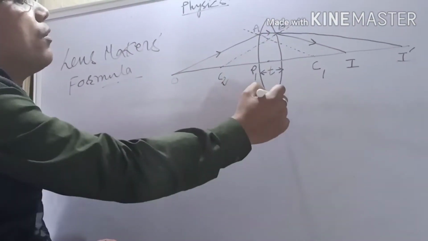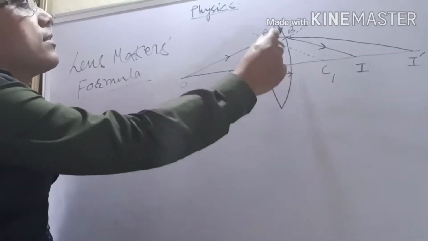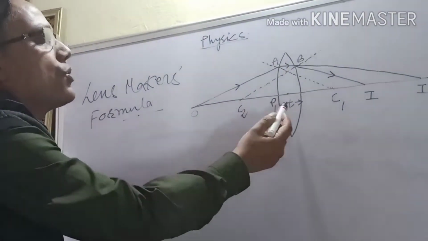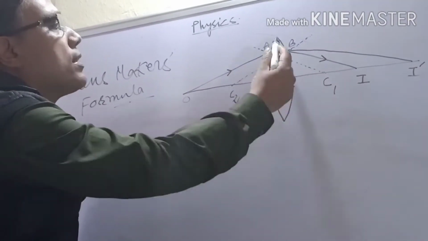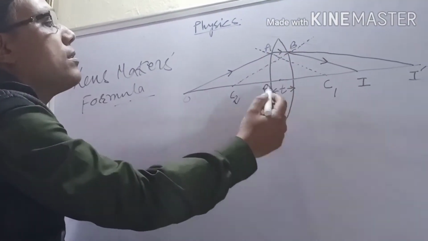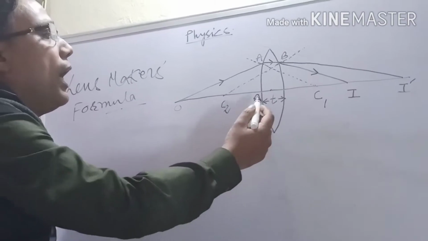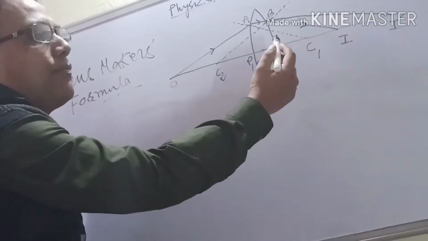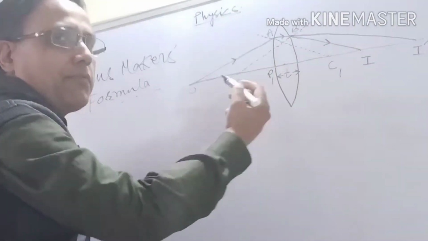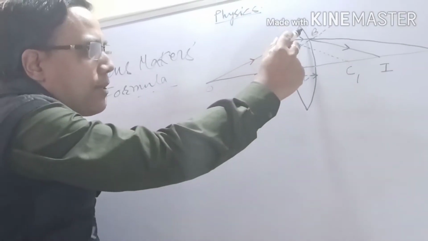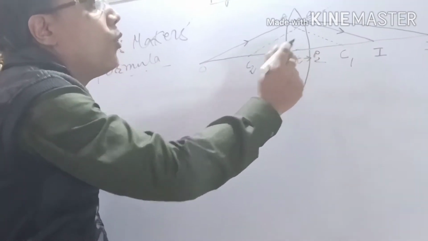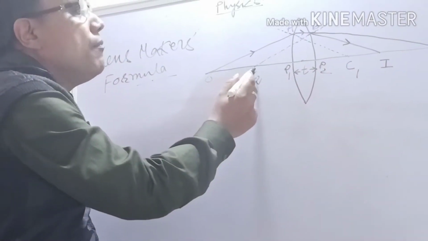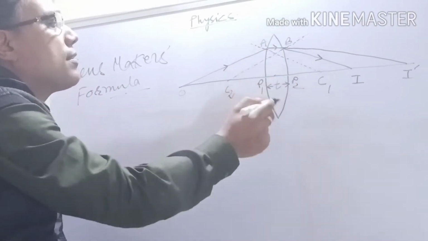Basically here you can see this is a convex lens, a biconvex lens of thickness t. It has two bent surfaces. For this bent surface, P1 is the pole and C1 is the center of curvature. Similarly, for the other surface, P2 is the pole and C2 is the center of curvature.